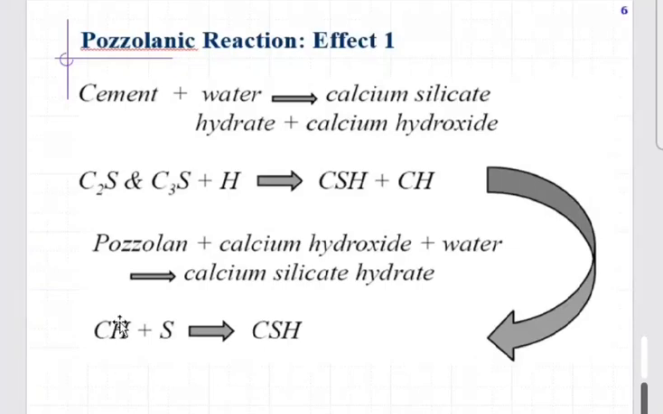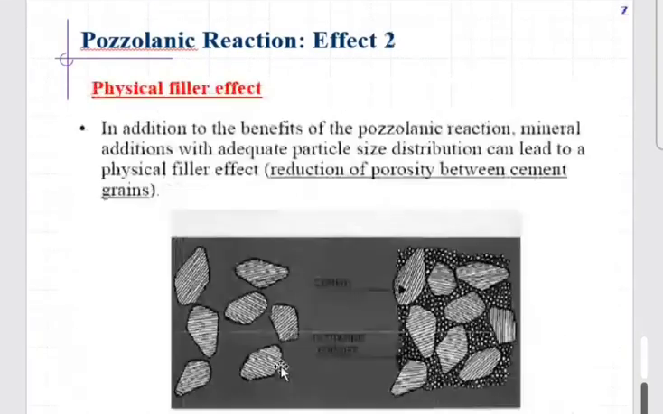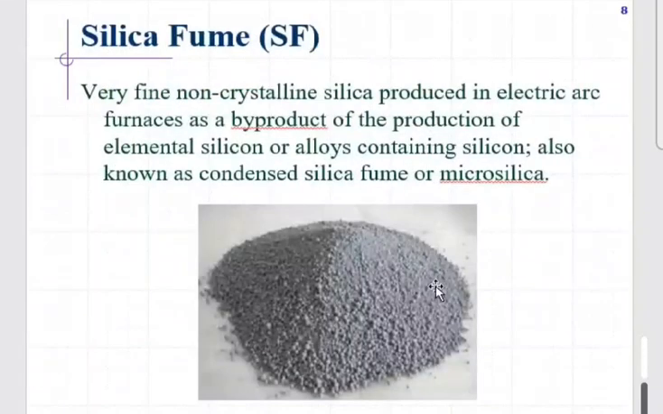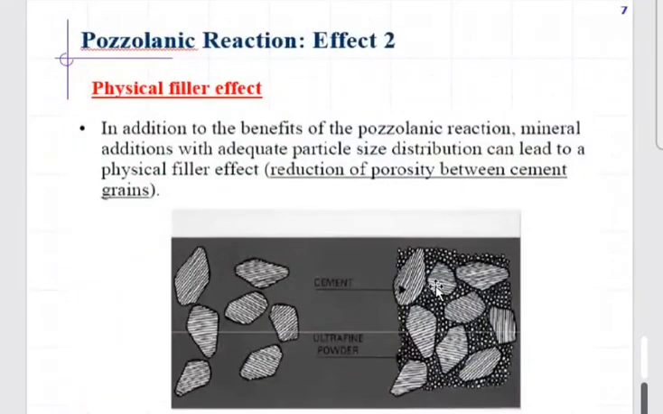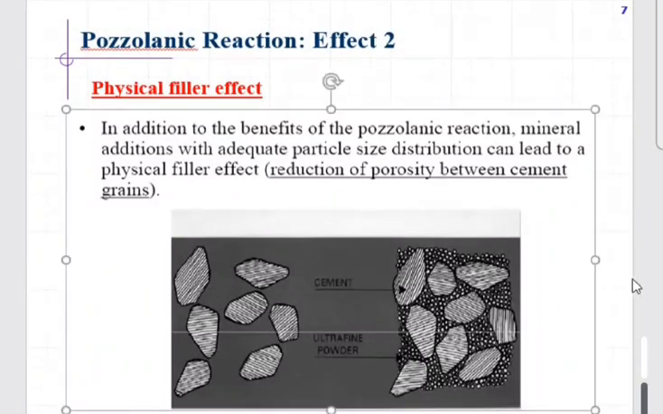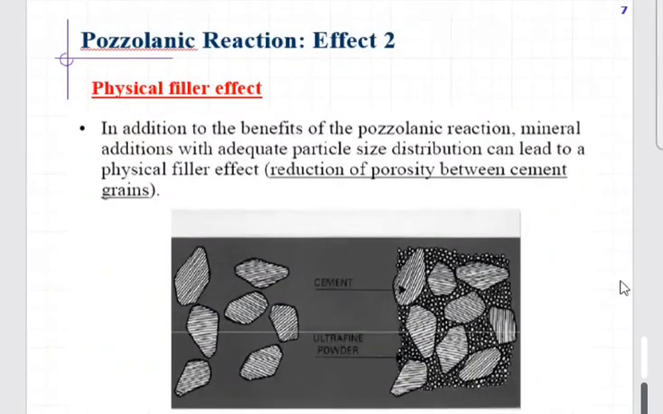So this CH is unstable. This amorphous silica will stabilize it. This is chemistry wise. Now physically what we are doing, we are reducing the porosity. These pores are being reduced. So these two effects are actually responsible for enhancing the characteristics of concrete or cement by addition of supplementary cementitious materials. Are you there, students?